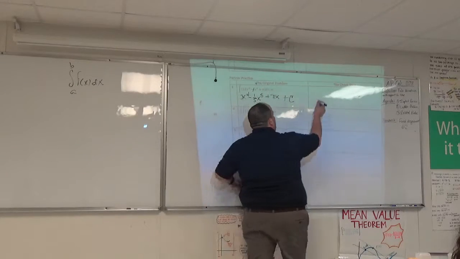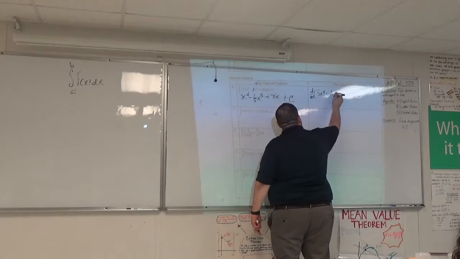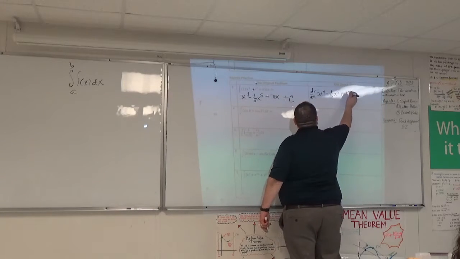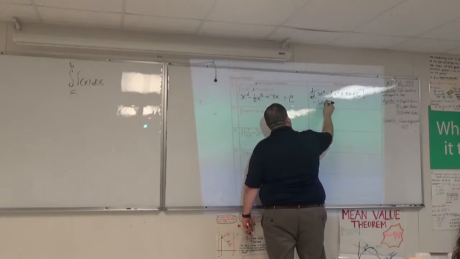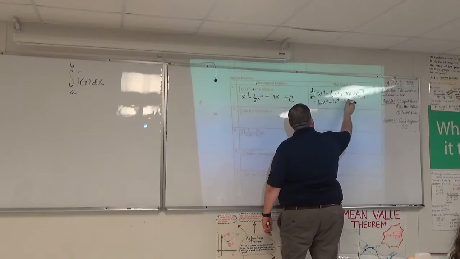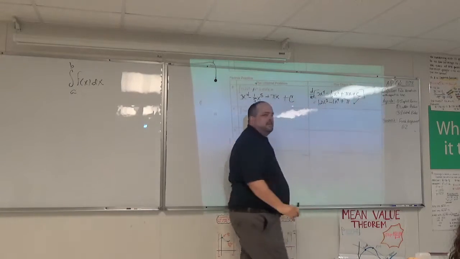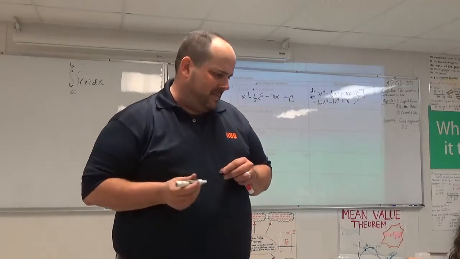And if I go over here and I do my check step, the derivative of 3x to the fourth minus 1/5 x to the fifth plus pi x plus c: 4 times 3, I get 12x cubed, minus 5 times 1/5 is 1x to the fourth, plus pi, that works. I'm not going to require you to do the check step all the time, I promise.